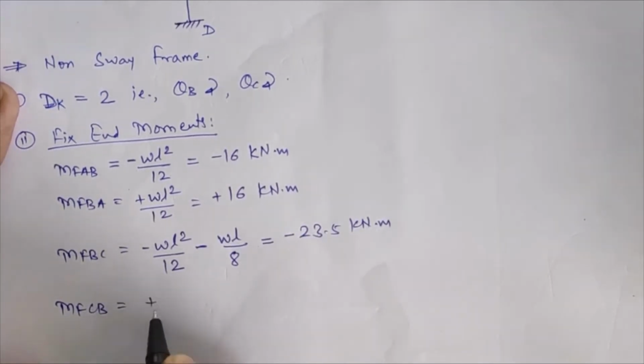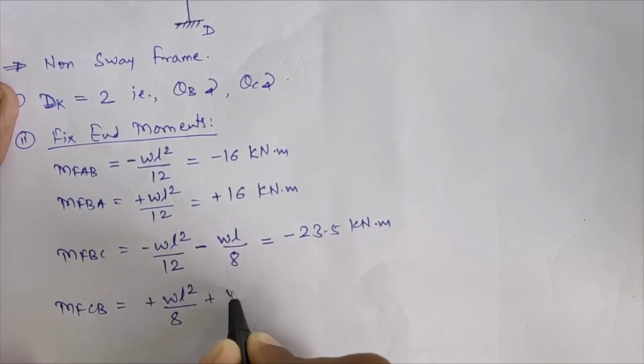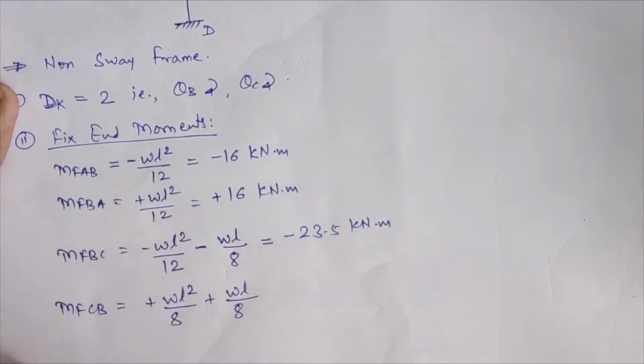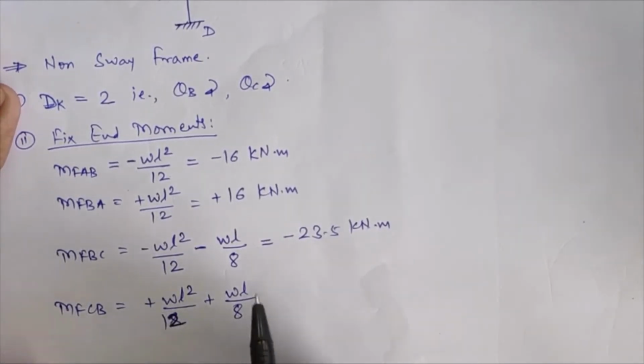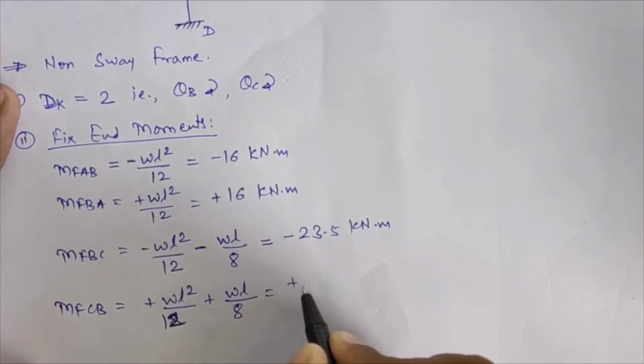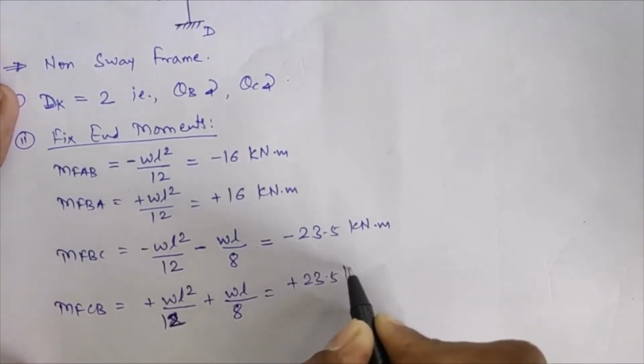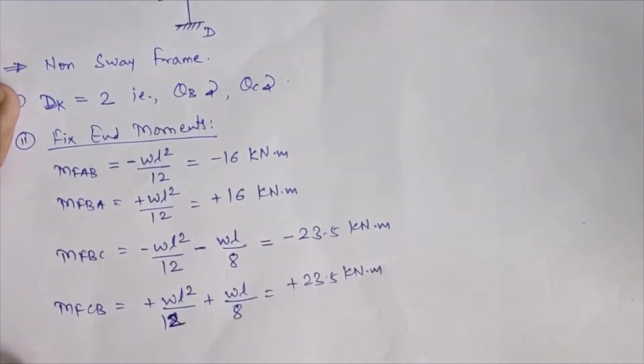Here what we will get, again with the same loading, is that your restoring signs will be positive in nature, that is the moment will be clockwise in nature. So you'll get plus WL square by 12 plus WL by 8, and this value we get as plus 23.5 kilonewton meter.